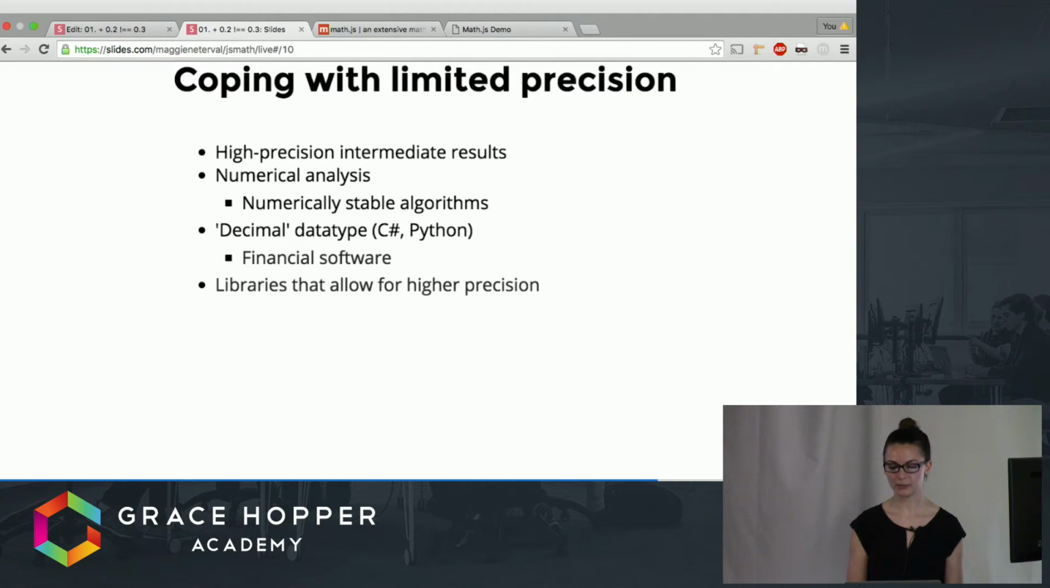Also, in other languages such as C# and Python, there's a special decimal data type that allows you to kind of overwrite the way numbers are stored, usually as floating point, and actually store them as a decimal, which is how financial software deals with storing information about money precisely. But the most common way to deal with this is to just use a library that allows for higher precision so that you can specify how precise you need your numbers to be stored.